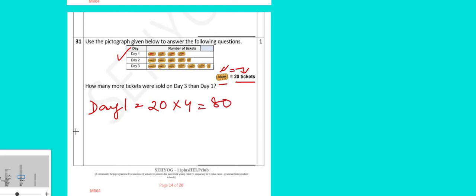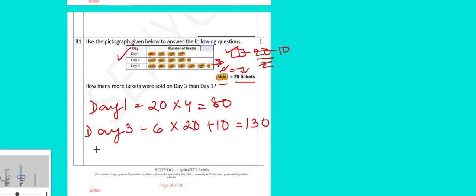So this we have 80, and day 3 is equal to how many do we have? 1, 2, 3, 4, 5, 6 and a half. So 6 into 20 plus 10. Why 10? Because this image right here, if the whole of it means 20, then the half of it will be 20 divided by 2, which gives us 10. So the value of half of a ticket will be 10. So this is the 10 right here, which gives us 130.